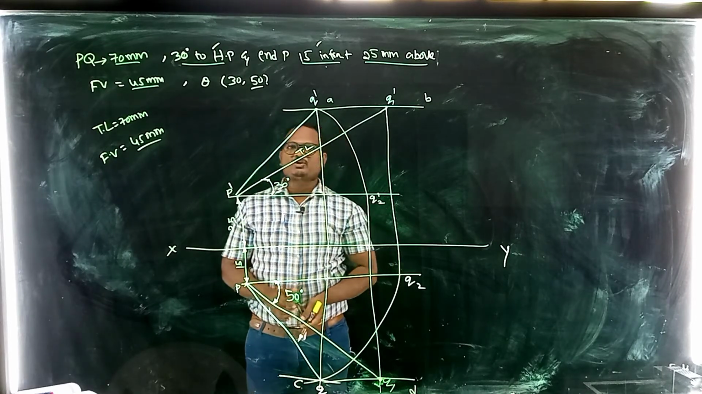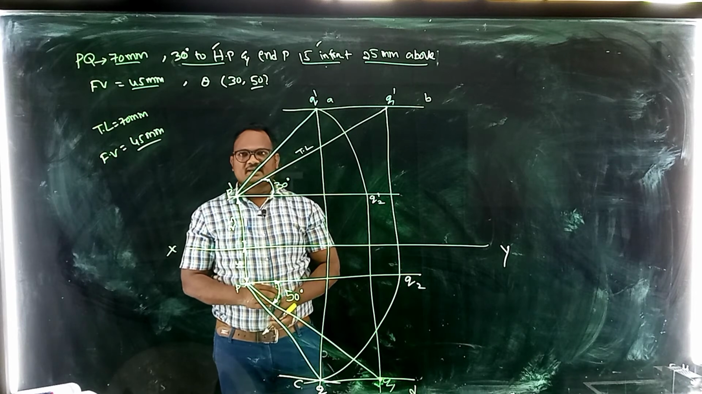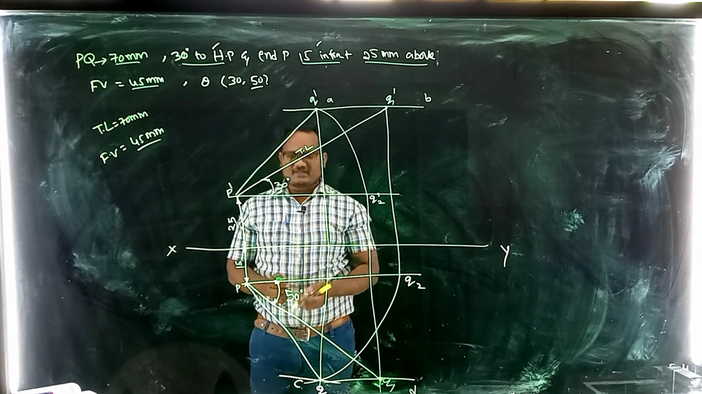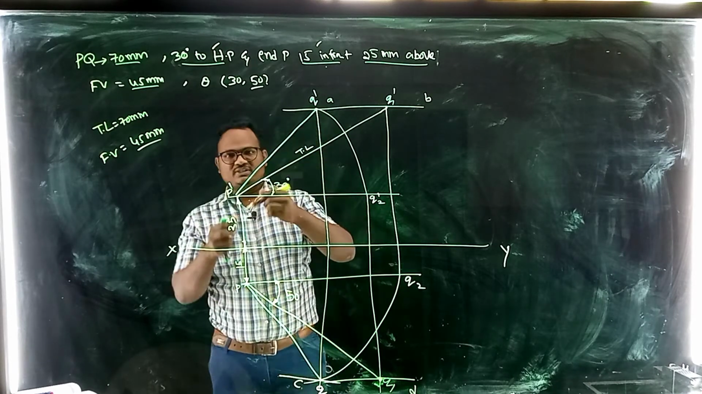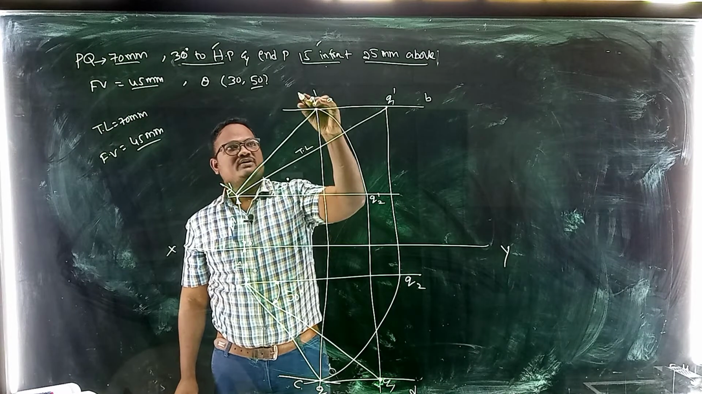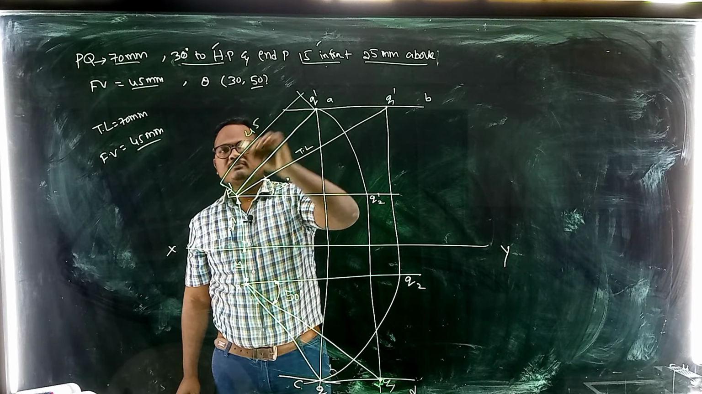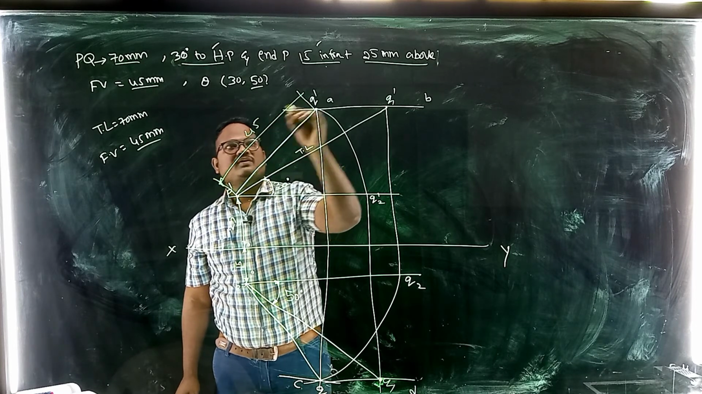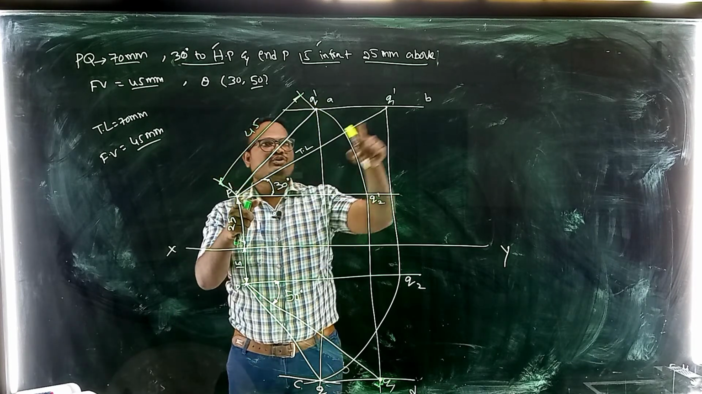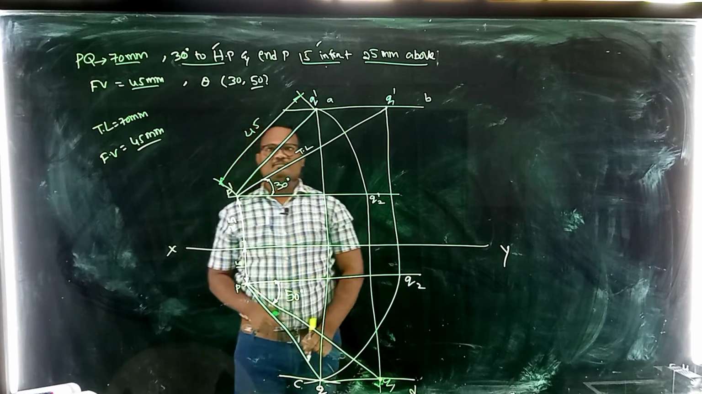So this is the method to find the projections and the angle of inclination with VP if we are given a top or front view. The value given here is 45 mm, and this true length we know is 70 mm.